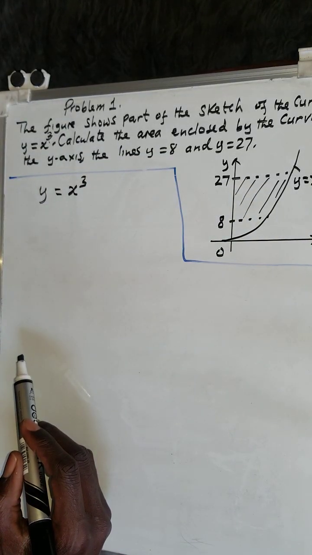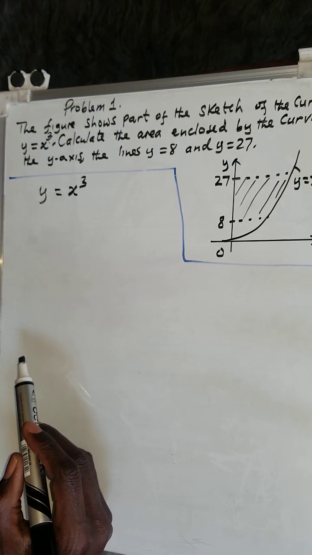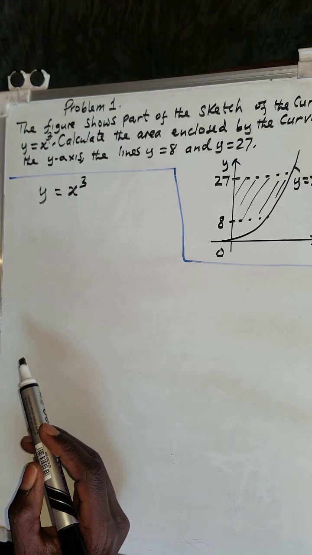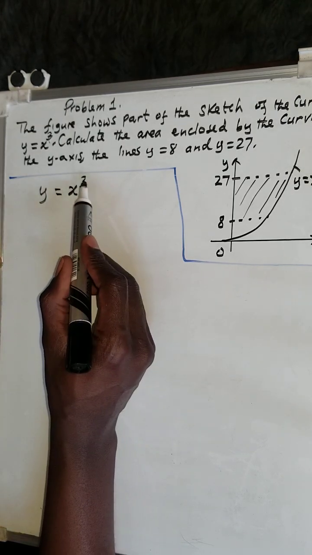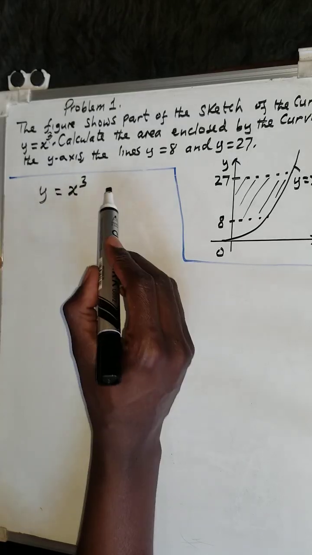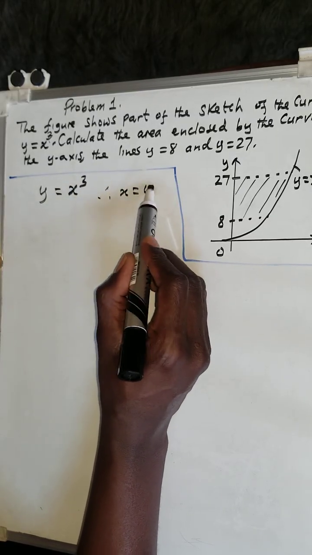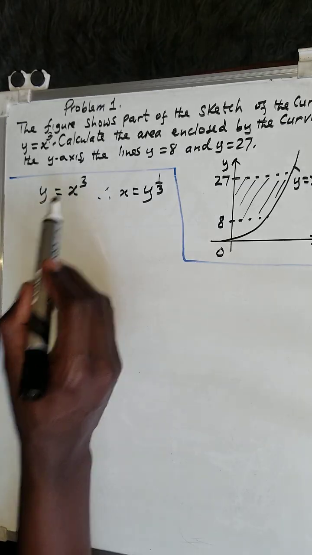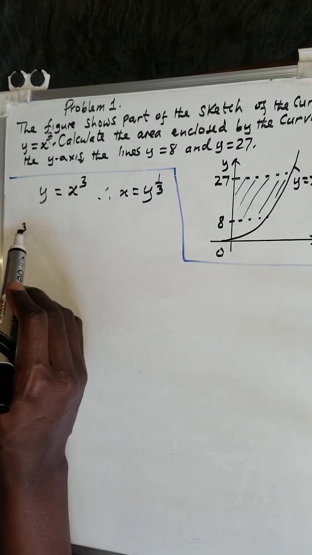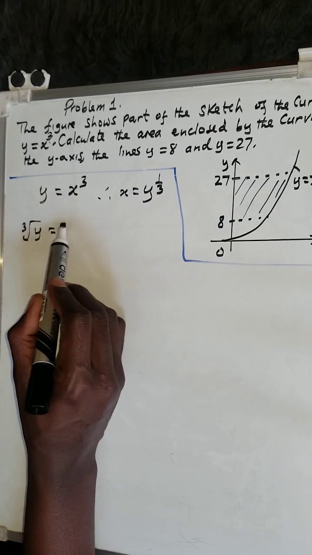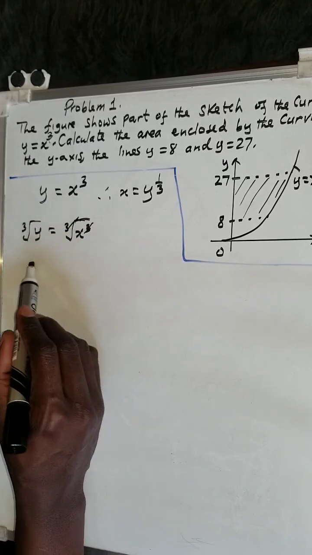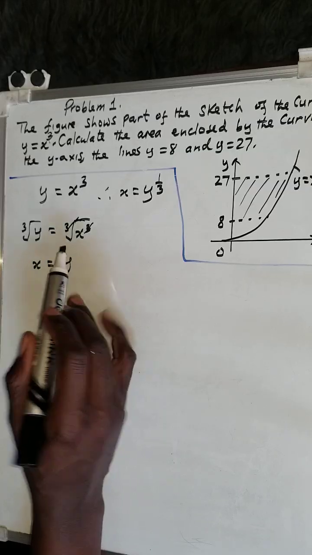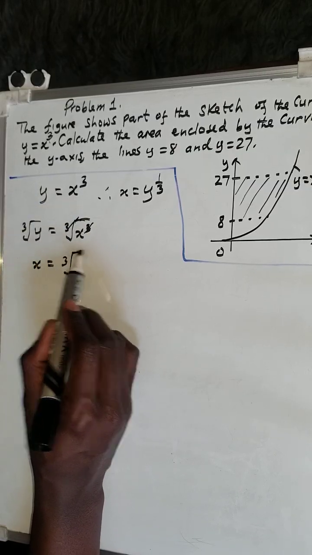Like I mentioned, you need to make x the subject of the formula. Of course, there are so many ways you can do it. You can multiply by the reciprocal such that it becomes x is equal to y raised to 1 over 3, or you can introduce the cube root. So it's the cube root of y and the cube root of x, so this and that will cancel. x will give you the cube root of y.